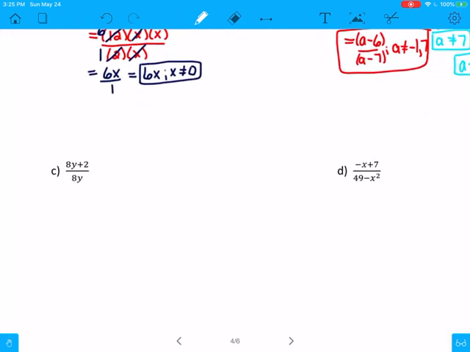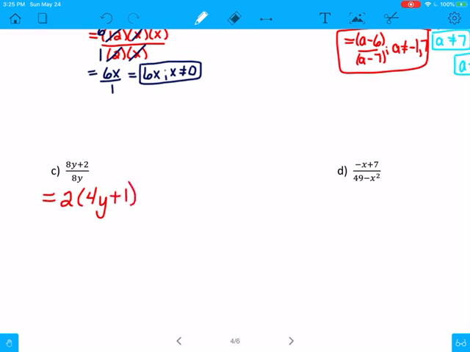C. We go to our numerator. So now we can take out some GCFs. So we're going to do numerators and denominators separately. I have 8y plus 2 in the numerator. I can take a 2 out. When I take a 2 out of 8y, I'm left with 4y. When I take a 2 out of 2, I'm left with plus 1.